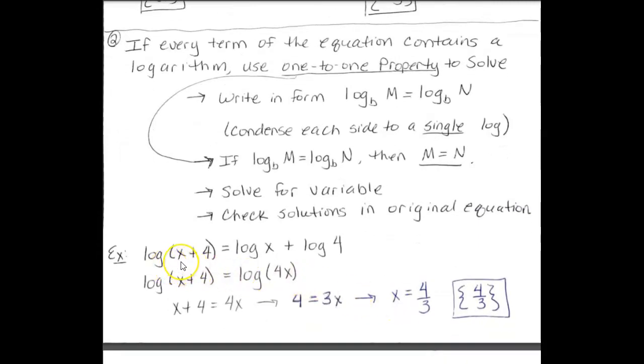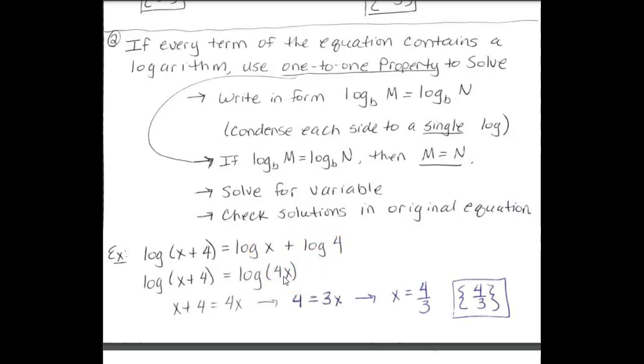So log of x plus 4 equals the log of x plus the log of 4. Every term contains a log. The left side is already a single log. It's the logarithm of x plus 4. The right side we have to condense. So if we're adding separate logs, that means we could write the right side as log of the product. Bring these together and multiply.